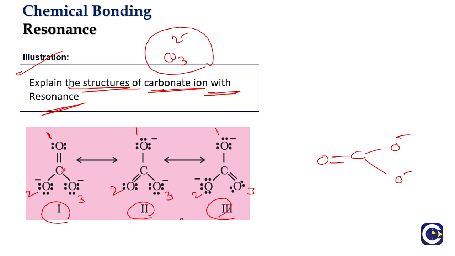So either a double bond between carbon and oxygen 1, or a double bond between carbon and oxygen 2, or a double bond between carbon and oxygen 3. Three possibilities. Accordingly, the other bonds will change. So the actual CO3 2 minus will be a hybrid of these 3 structures.